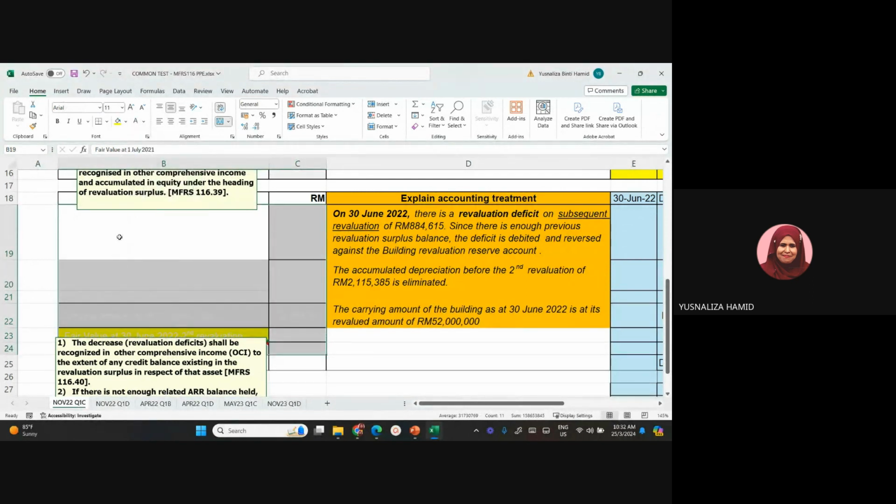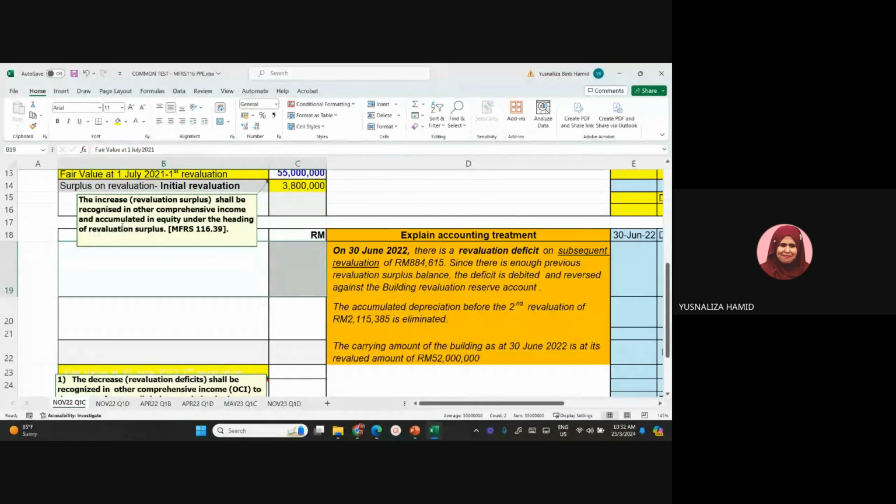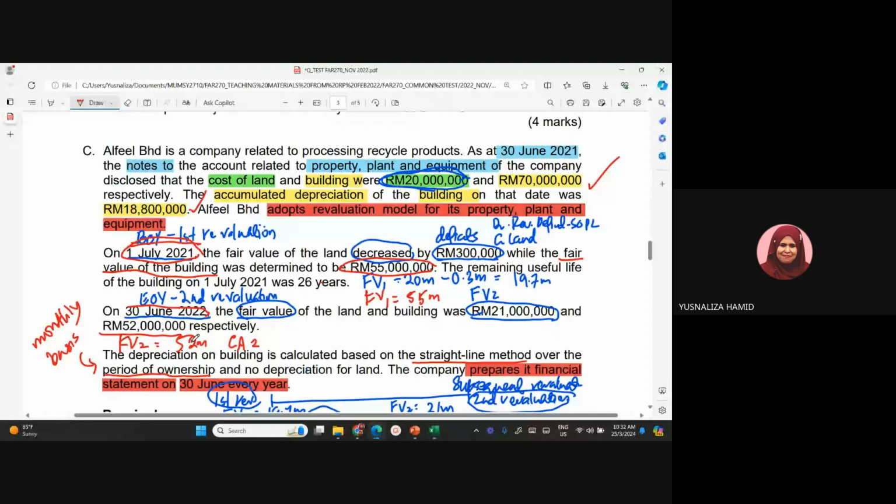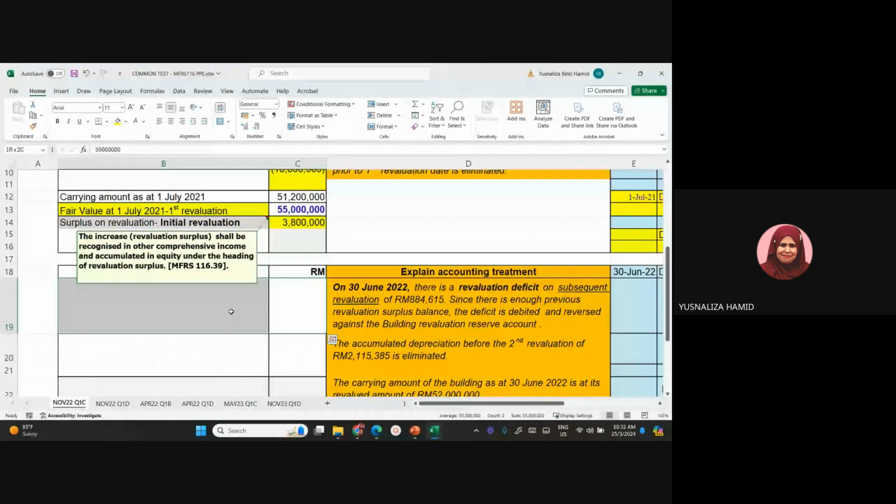So to find the carrying amount of the building, number one, you need to check if there is any revaluation before 30th of June. Or maybe after 1st of July, is there any revaluation? So just now, 1st of July, revaluation was a surplus 3.8. So earlier in the question, the revaluation of the building for the second time happens on 30th of June and it was 52 million. So therefore, you put that 52 million here.